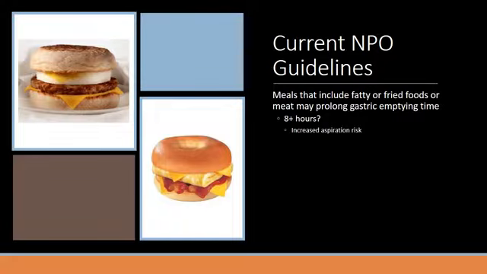And this is kind of what I was talking about before. Meals that include a lot of fat or fried foods or meat tend to prolong the gastric emptying time, and it can be upwards of 8 hours or so. Because their stomach may not be empty, if they throw up, they may have that food debris in their stomach, and the food particles along with the increased acid in there lead them to be a higher aspiration risk.